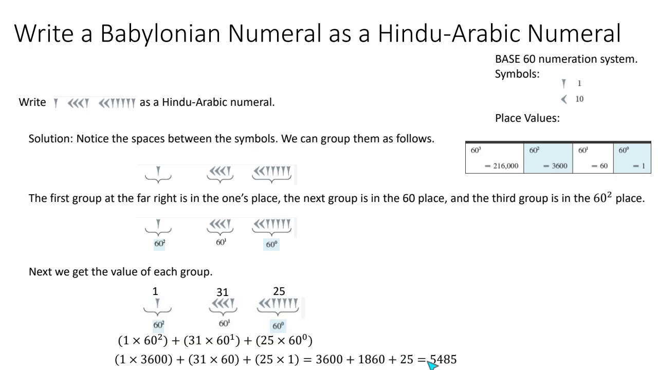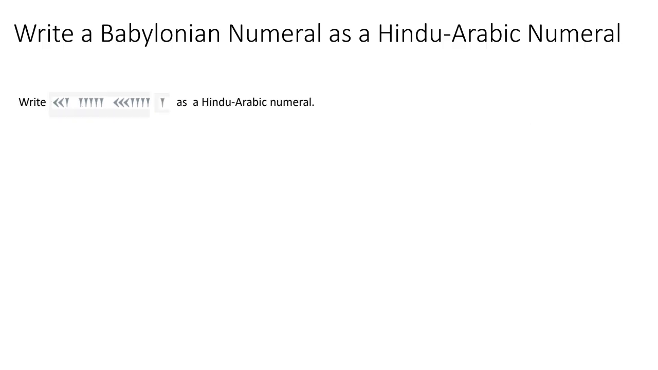If we add these values, we get 5,485. Okay, so that is the process to change from Babylonian to Hindu-Arabic. I think I should have another example.